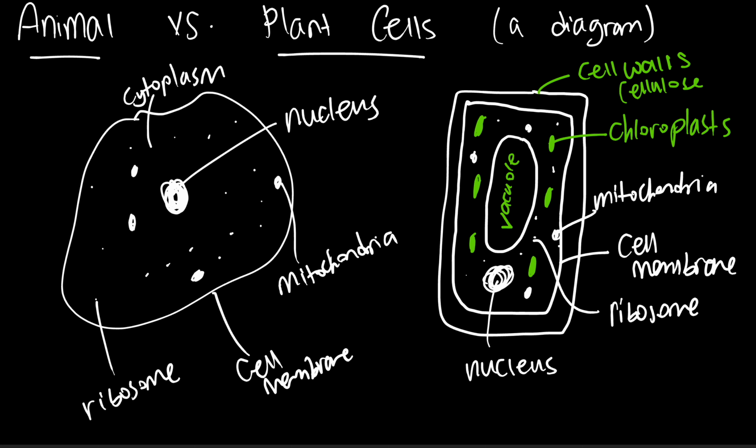We have a permanent vacuole containing cell sap for energy. And yeah, that is pretty much it, I believe. That's pretty much all you need to know about animal and plant cells. Just know cell walls are unique to plants. And chloroplast is where photosynthesis occurs.